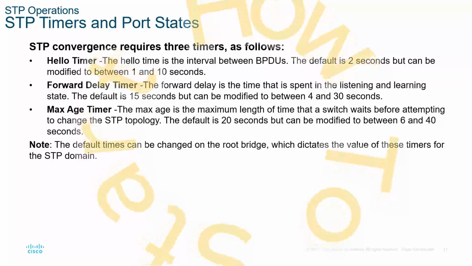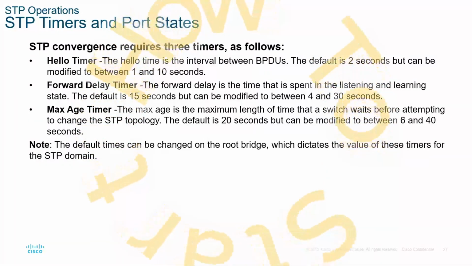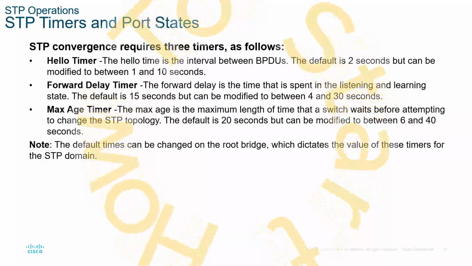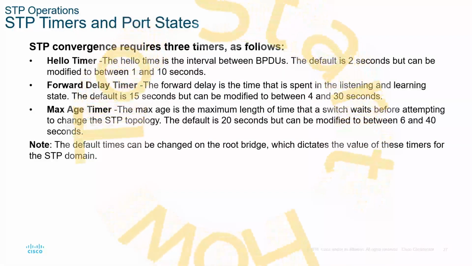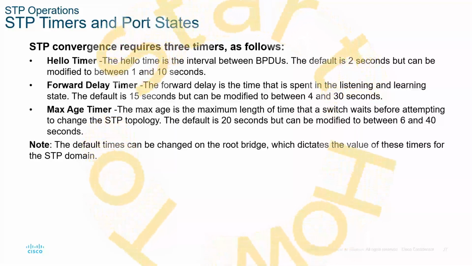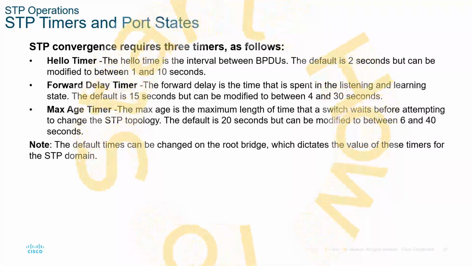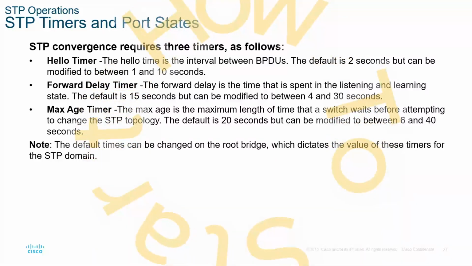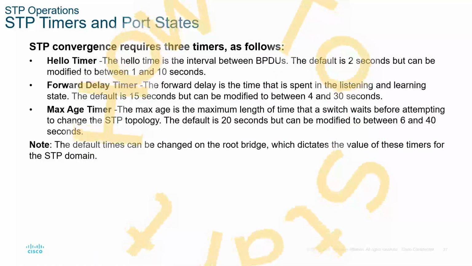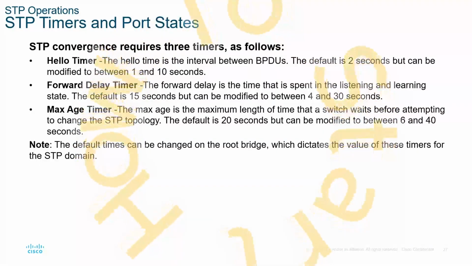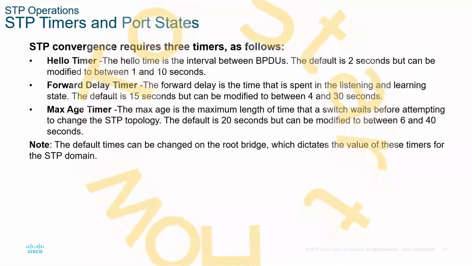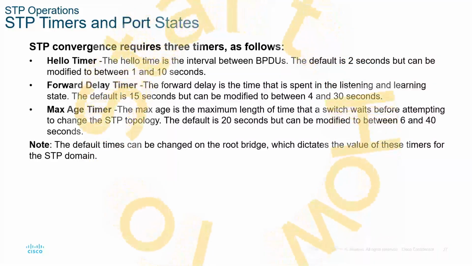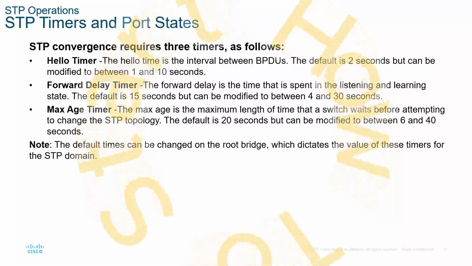So let's talk about convergence time. We turn a switch on, we have STP enabled. What happens? Well, the switch actually has to go through the selection process. So STP actually has convergence requirements. It actually has to elect its root bridge, and that takes time. So there are 3 timers that come into play. We have a hello timer, a forward delay timer, and a max age timer. All of these can be modified.